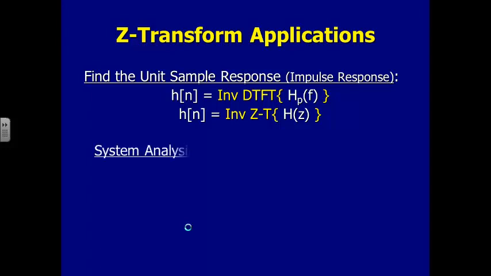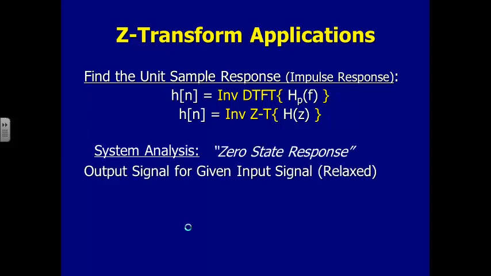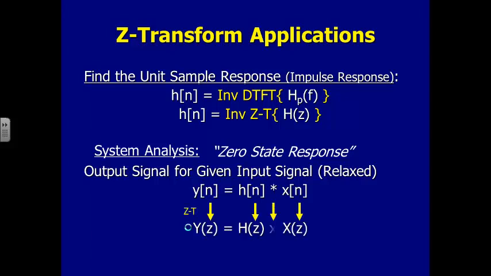If you want to do system analysis, here's the answer to your question. We'll find H of z, and then take convolution and put it in the frequency domain where it becomes multiplication. We know H of z, give me an input signal, I'll find its transform, multiply those, and find the transform of the output. But to get the answer I really want, I need to inverse transform that. We haven't talked about how to do that yet. We did a simple example in DTFTs. We're going to need to do that with a vengeance here.